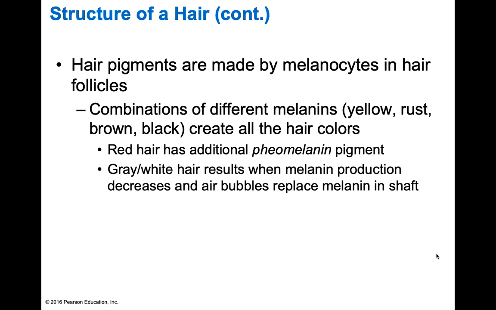Next, our hair pigments are made by melanocytes in hair follicles. So just like melanocytes help to contribute to our skin color, they also help to contribute to our hair color. There are different combinations of different melanins that contribute to our hair color. So we have yellow, rust, brown, black, and also red creating our hair colors. Red hair color has an additional pheomelanin pigment.